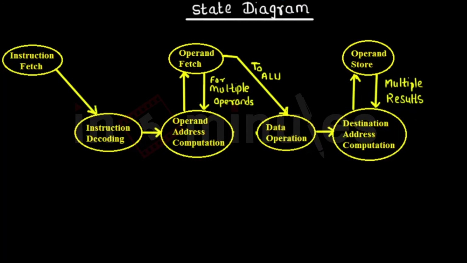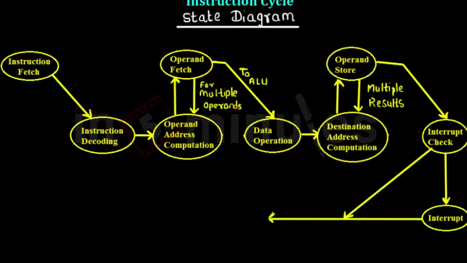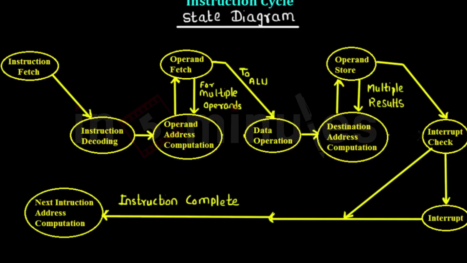Now after each instruction is executed, some processors specify that another task the CPU needs to perform is nothing but an interrupt check. So the processor checks if any interrupt is present, and if any interrupt is present, then it is to be serviced. If no interrupts are pending, then it goes to the completion of the instruction. So in this way, the entire instruction is complete, and we need to compute the next instruction address. And again, the next instruction is fetched in the next cycle. So here we have completed the entire state diagram of the instruction cycle.